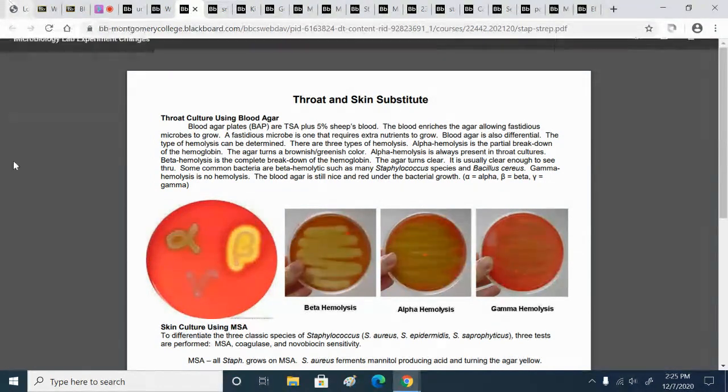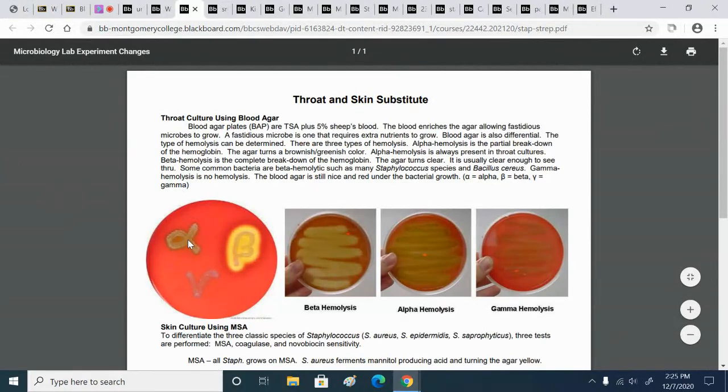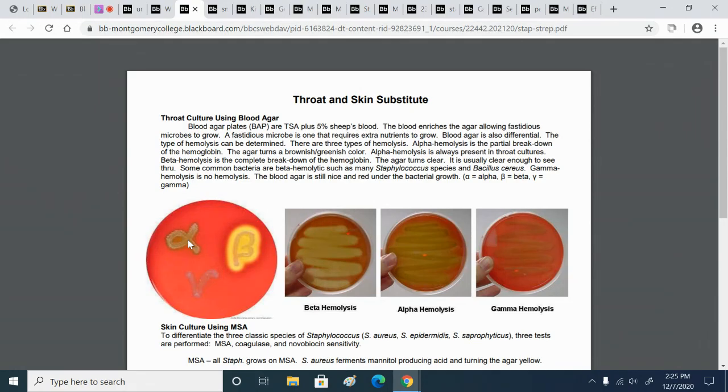Alpha hemolysis is the partial breakdown of the hemoglobin and actually turns the blood agar a greenish brownish color. So we see the alpha hemolysis here and here. In reality, all we ever see is the brownish color and not really green, but technically it's a greenish or greenish brownish color.